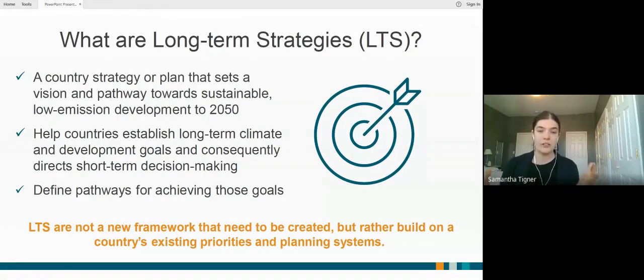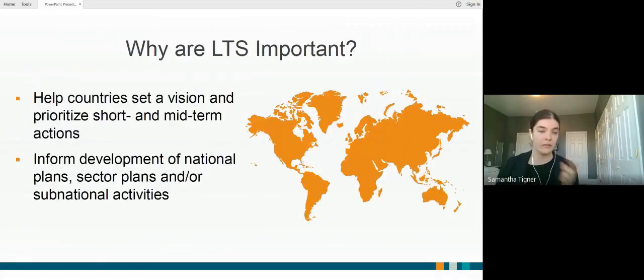Long-term strategies encompass and assist a couple different things. As well as setting out this high-level vision, they're also going to help countries conduct target setting and identify development priorities that help achieve mid-century greenhouse gas emission reduction targets. They also can encompass specific climate change and development goals, and they're going to outline specific implementation methods and pathways to actually achieve those goals.